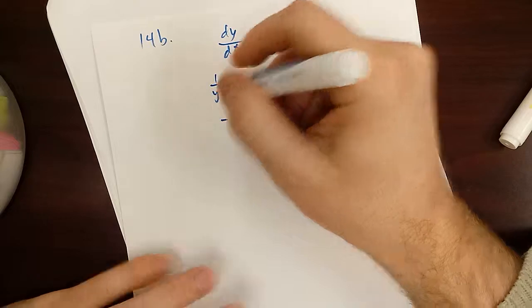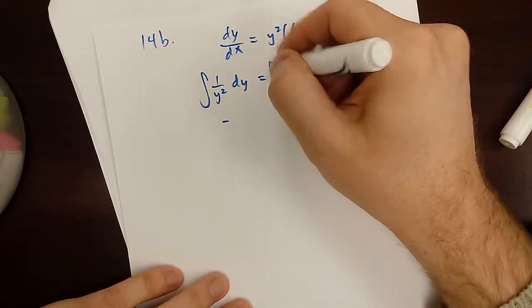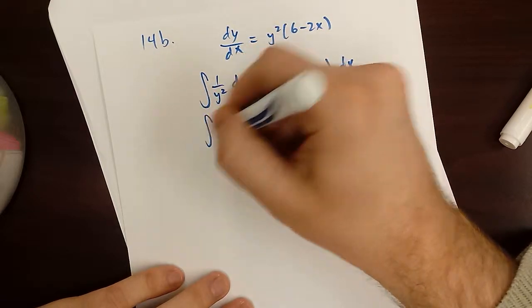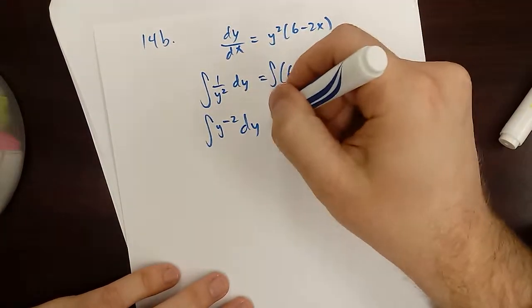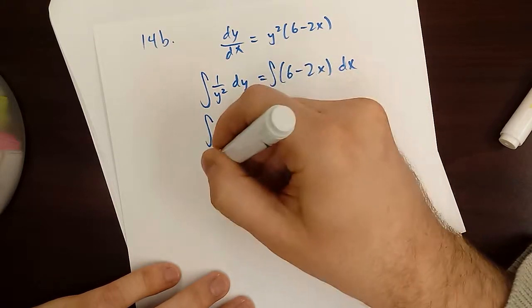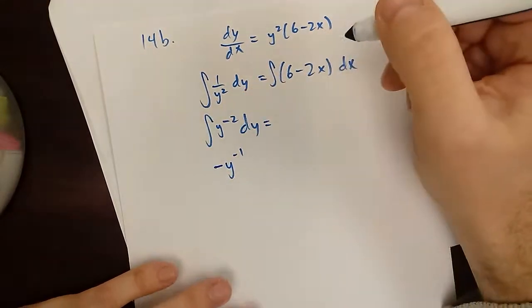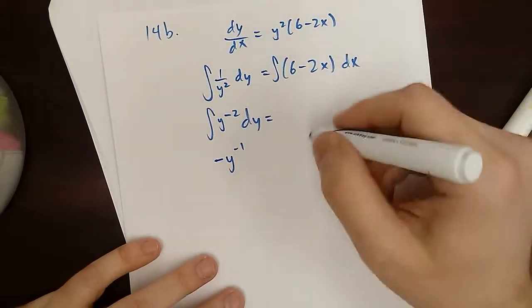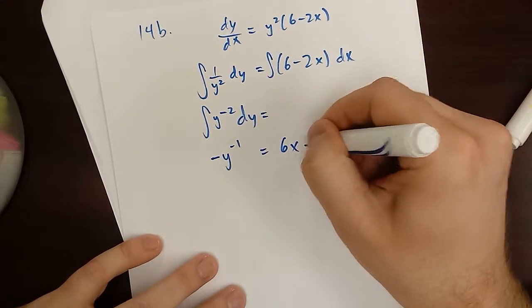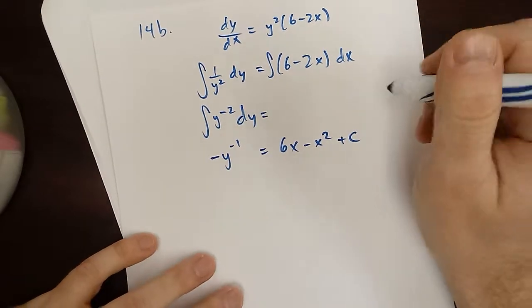So we got to be careful. People probably are going to get messed up on this. So this is y to the negative 2 dy. That means add 1 to the exponent, y to the negative 1, then divide by the new exponent. Just be careful with that. Then this one's going to be 6x minus x squared plus c.